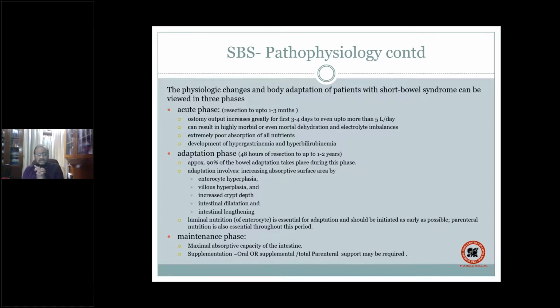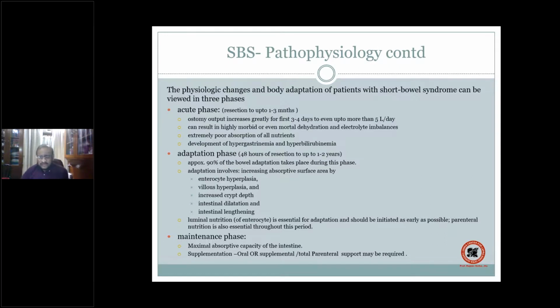The physiological changes in the body with short bowel syndrome pass through three phases. Number one, acute phase, which is from the time of resection up to 1 to 3 months. Adaptation phase, 48 hours after resection up to 1 to 2 years. And then, of course, the maintenance phase. Once the adaptation is there, now the body tries to maintain, or the intestine tries to maintain its own function.